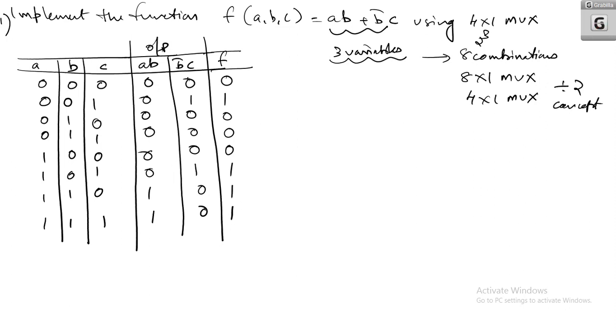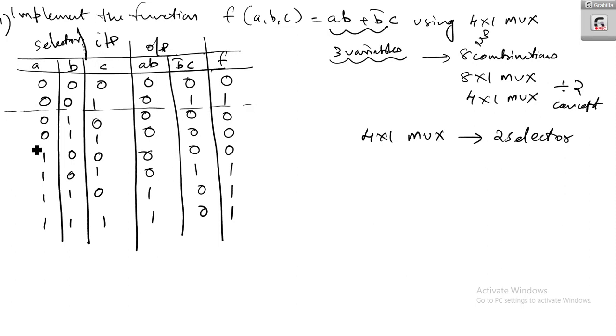Now, you need to realize it using a 4 by 1 mux. That means for a 4 by 1 mux, you have only 2 selectors. So, I am choosing A and B as selectors, and C as an input, and taking 2 rows each. 2 rows here, 2 rows here. Now, write F in terms of C.